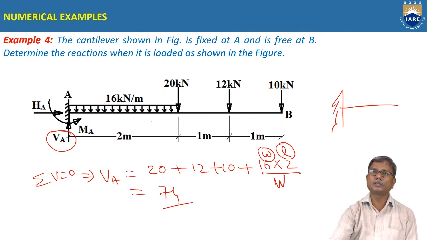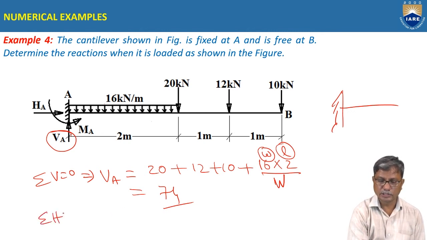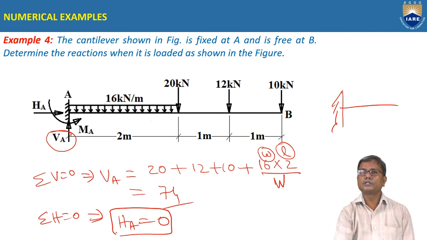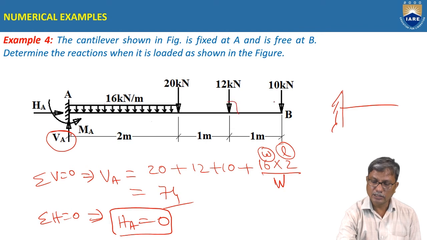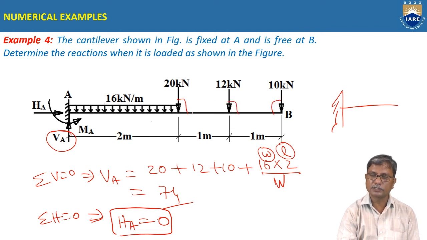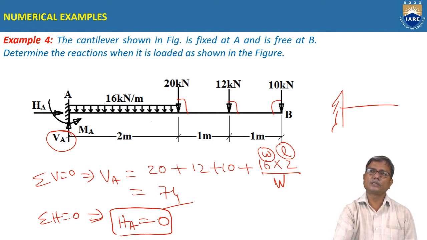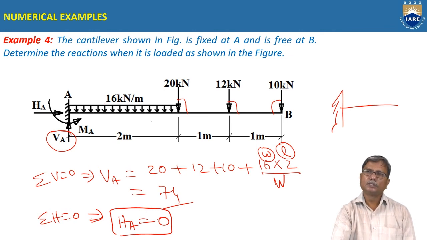And how about the horizontal reaction? Sigma Fx or sigma H equal to 0. This gives HA equal to 0. Why? Because there is no horizontal or inclined force acting. All are at 90 degrees, perpendicular to the axis, so they will have no component along the axis. No horizontal component of loading. That's why the reaction HA will be 0.